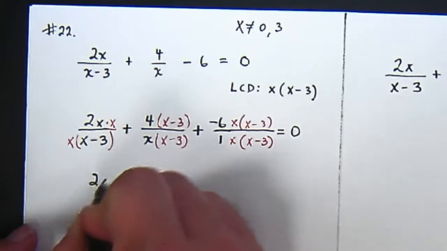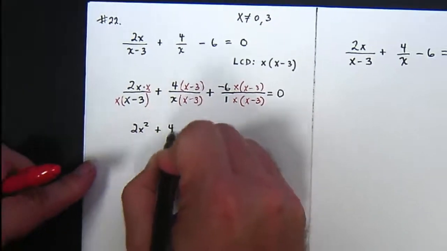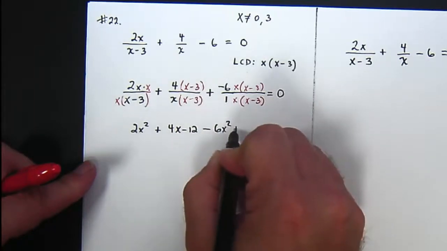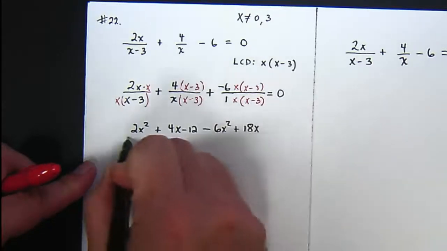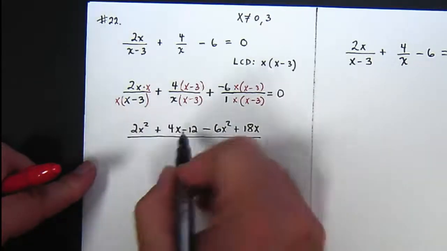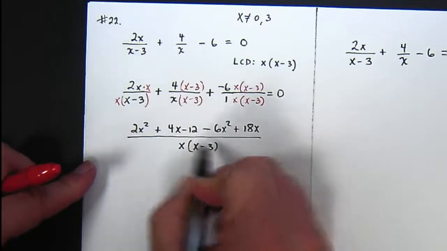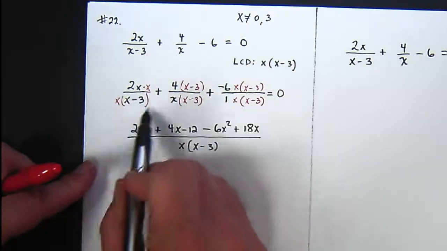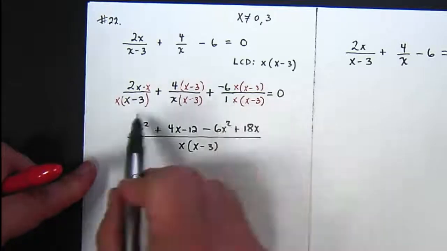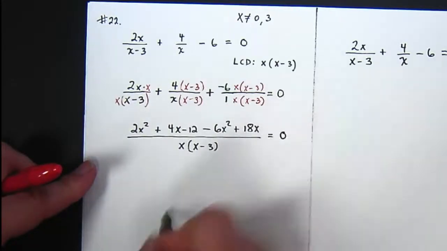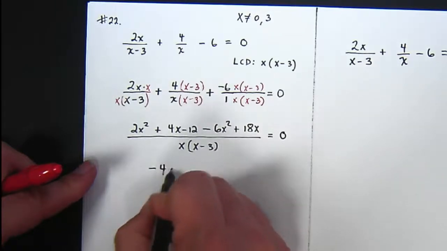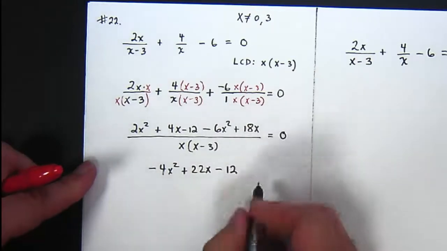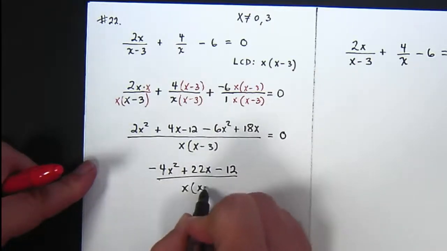So now I'll have 2x squared plus 4x minus 12 minus 6x squared plus 18x all over, because all these denominators will match, x times x minus 3. So I just multiplied that, distributed that, and they're all over the same denominator, so I can just combine them up top, equal to 0. Combining like terms, we get negative 4x squared plus 22x minus 12 all over x times x minus 3 equals 0.